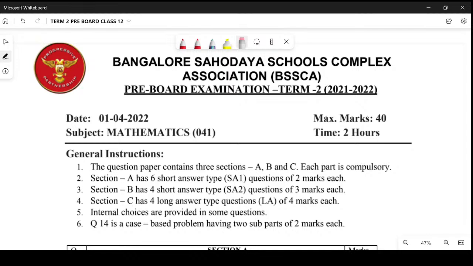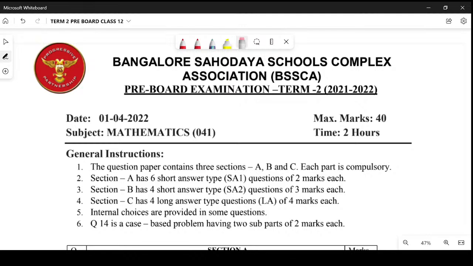I am going to explain the Bangalore Sahodhya School Complex pre-board paper, term 2. Today in this session I am going to explain only section A questions. In the next class I will do section B and section C.